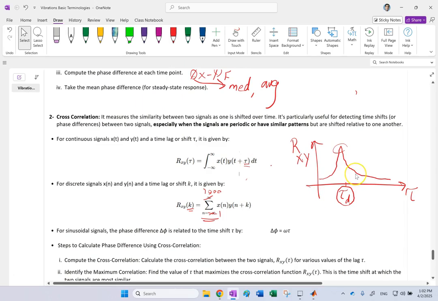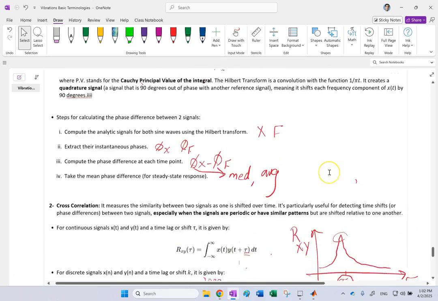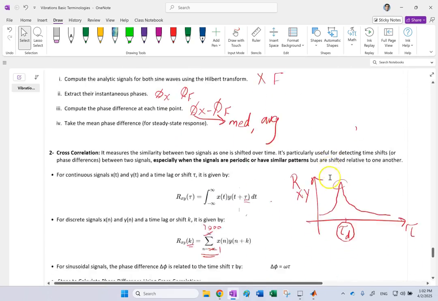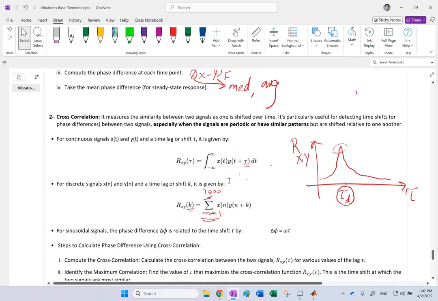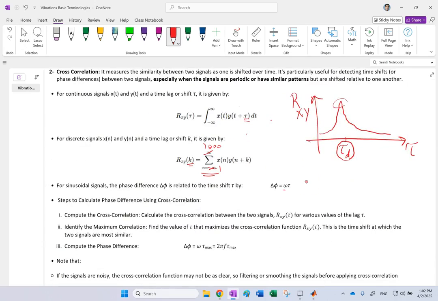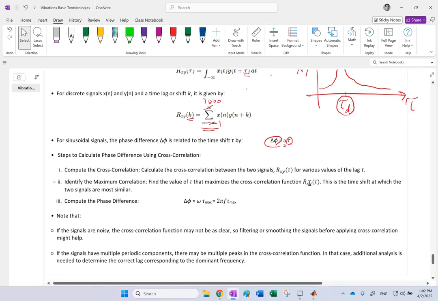Now, one thing I need to mention is that here we wanted to find the phase difference between signals, not the time difference. And cross correlation gives you the time difference between the two signals. But if I know omega of the signals, or 2 pi f, the frequency of the signals, and I multiply it by this time delay between the two signals, I can get the phase difference between them. So that is what you can do.